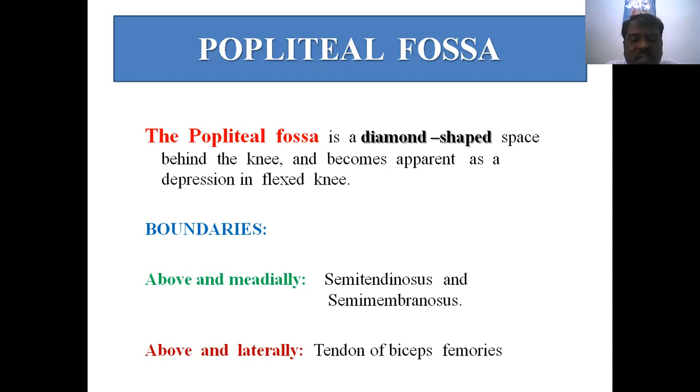muscle. You have already seen the biceps brachii muscle. Here the biceps femoris muscle is also present. It forms the upper lateral boundary of the popliteal fossa.